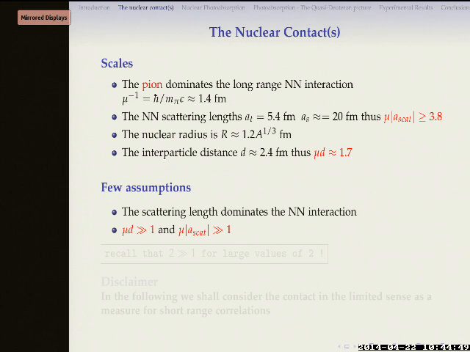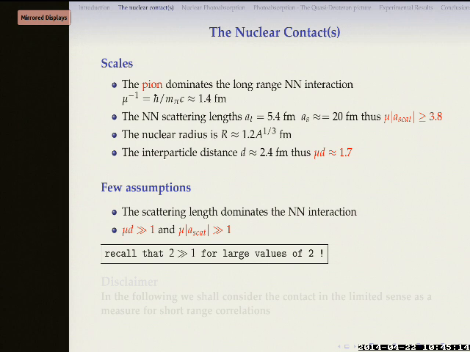Anyway, in order to proceed, I will take two outrageous assumptions. One is that nuclear physics is dominated by scattering length, which is definitely clearly wrong. And the other is that mu d and mu times the scattering length are both much larger than 1. And okay, you can compare these numbers to 1, and you may say that this is not true, but don't forget this important theorem.